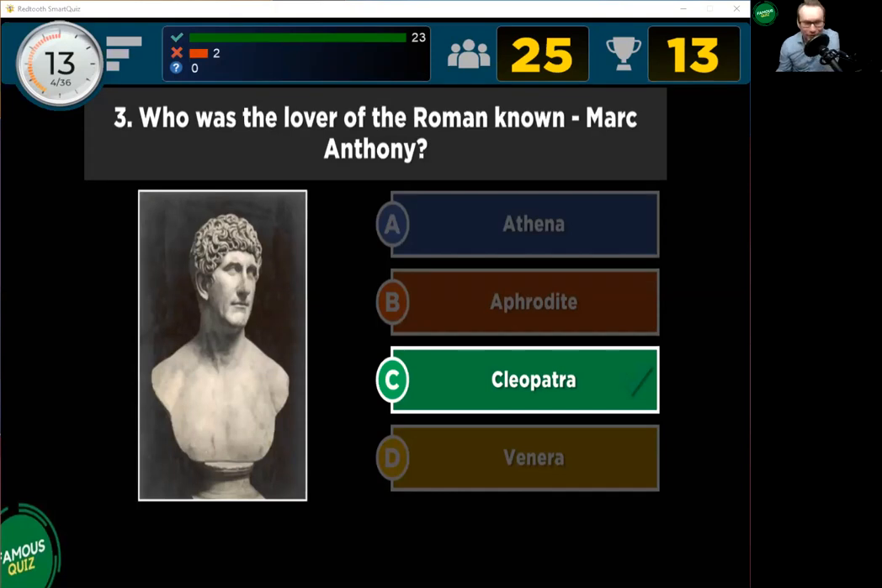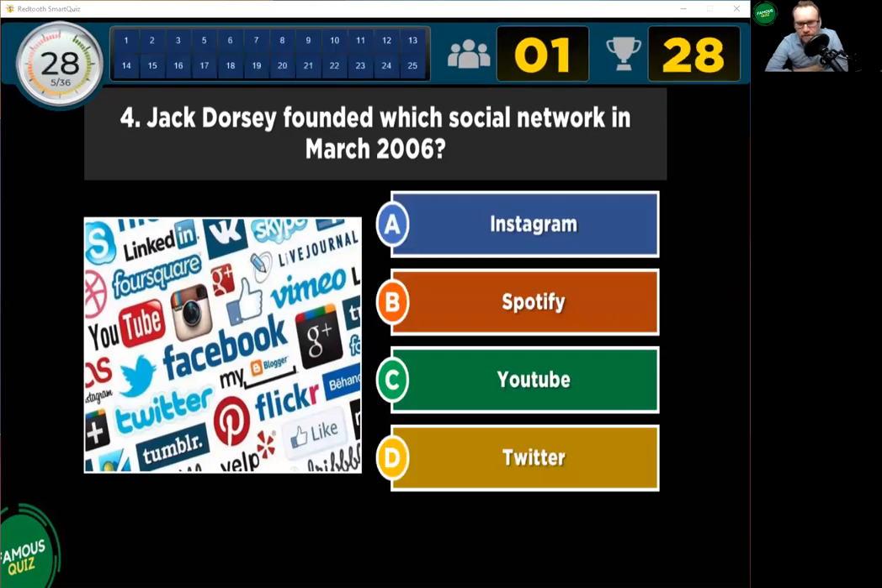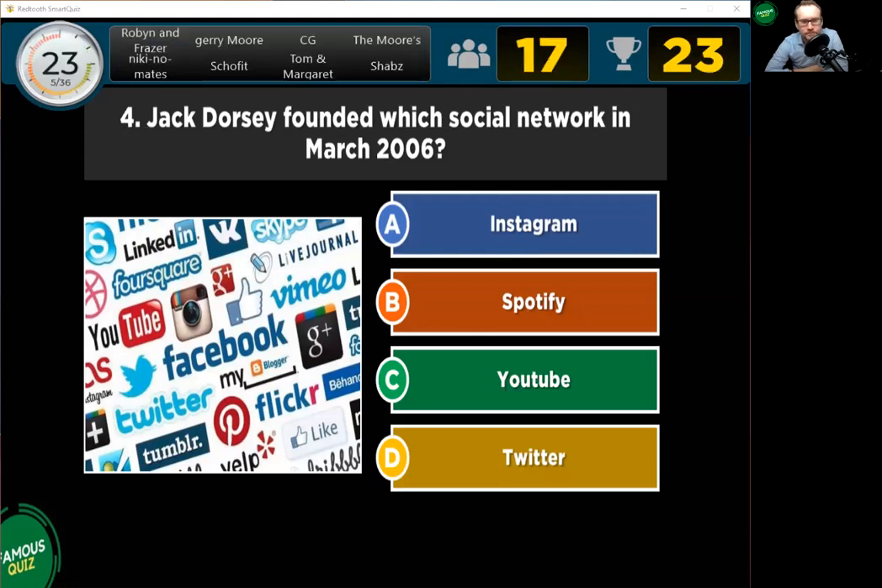Let's get to the fourth question in the first round. Jack Dorsey founded which social network in March 2006? Instagram, Spotify, YouTube, or Twitter? So one of these was founded by Jack Dorsey. Which one?